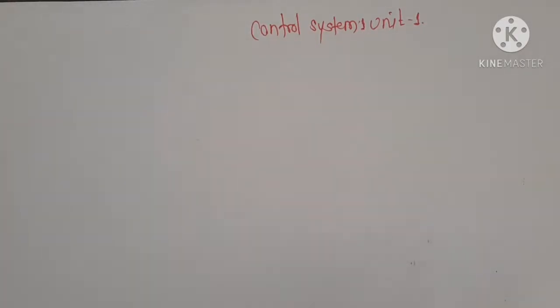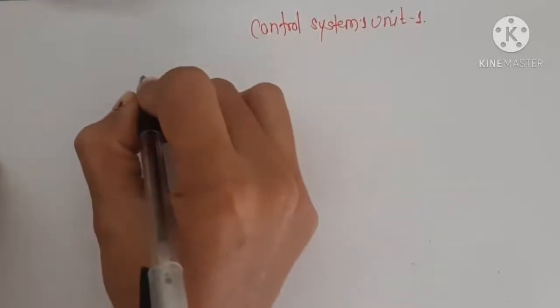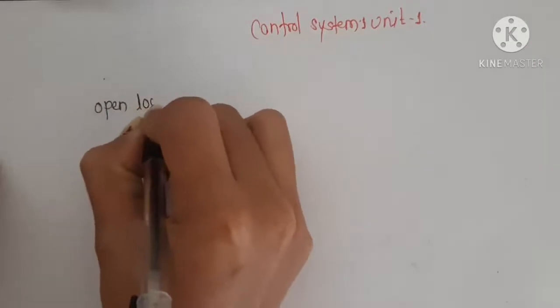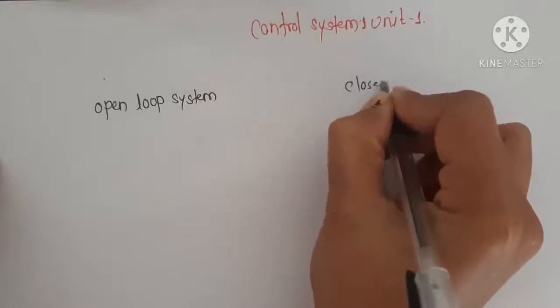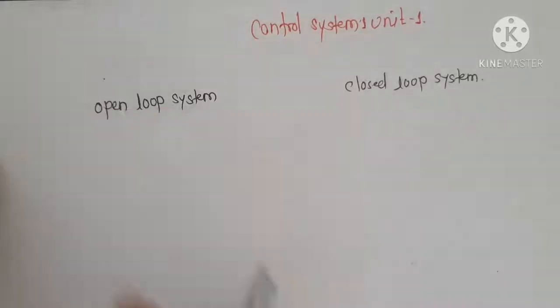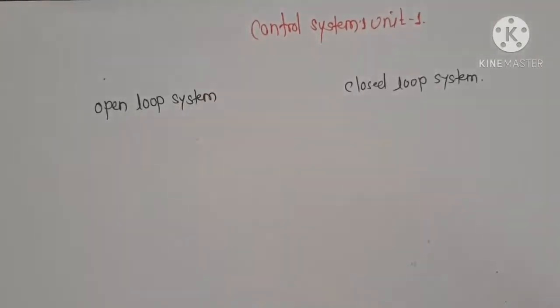We can make a difference table for those two systems. The first control system was the open loop system, and the second was the closed loop system. It is very important. In the exam you may get a question on control system, that is either explain open loop system or closed loop system, or give the difference between open loop system and closed loop system.